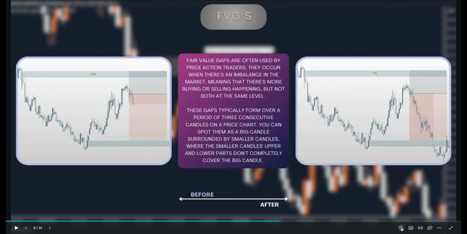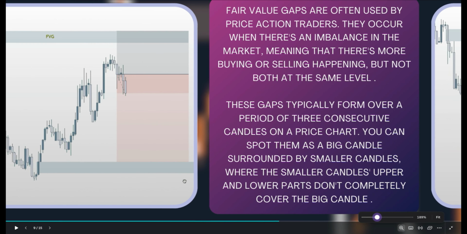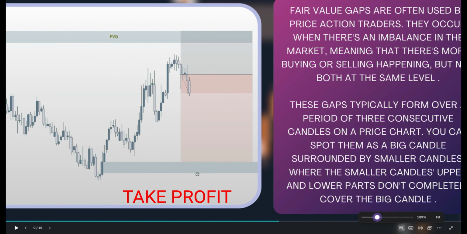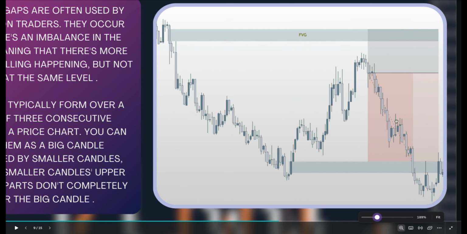So let me actually zoom in for you so I can show you what I'm talking about. Notice how I didn't put the stop loss under here. I put it right here. I would recommend you do that. But for the stop loss in this fair value gap, I put it on the furthest area away from price or from my entry. And as you can see, TP smashed.